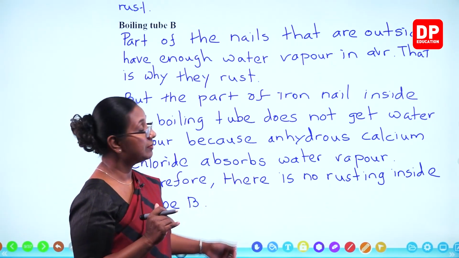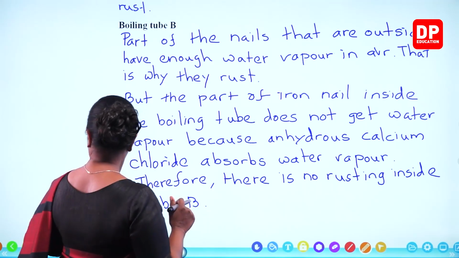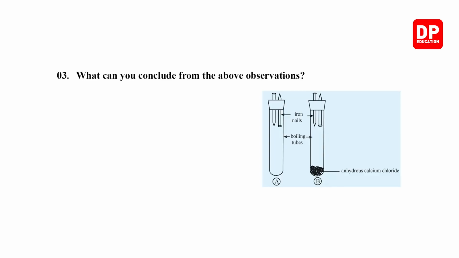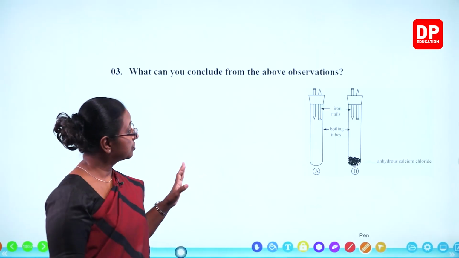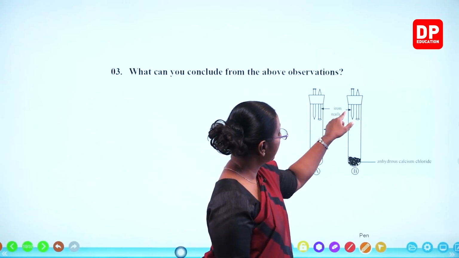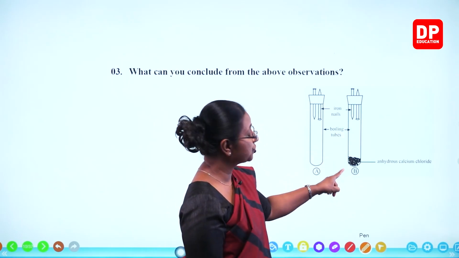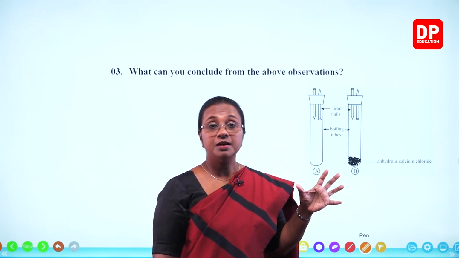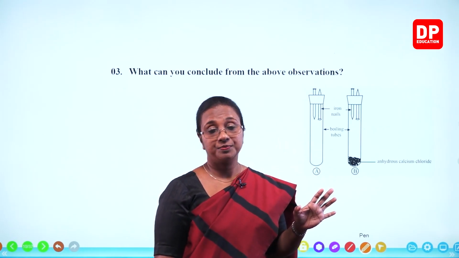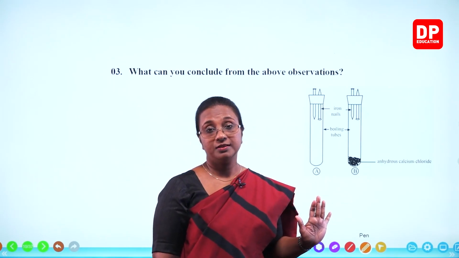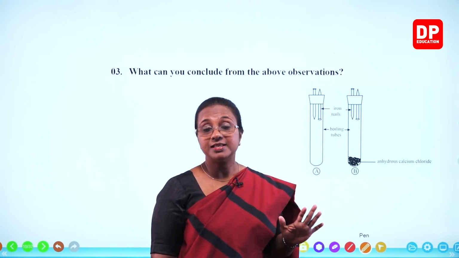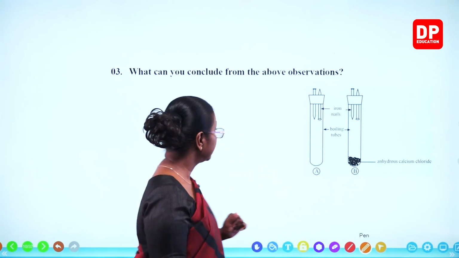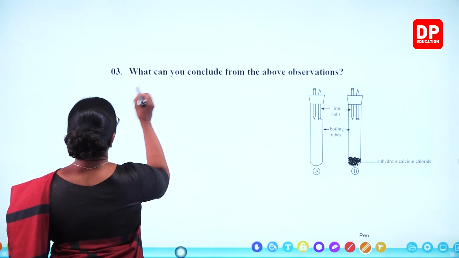So with that, students, I will move on to the next question. This is the third part of the question. So what is the question there? What can you conclude from the above observation? So we saw that this part of the iron nail does not rust because there is no water or water vapor. Rest of the iron nails undergo rusting. Why? There was enough water. So that means water is essential for rusting. That is the conclusion of this activity.